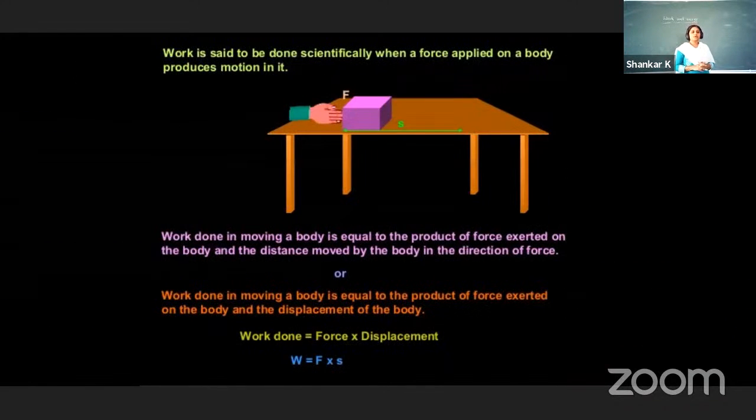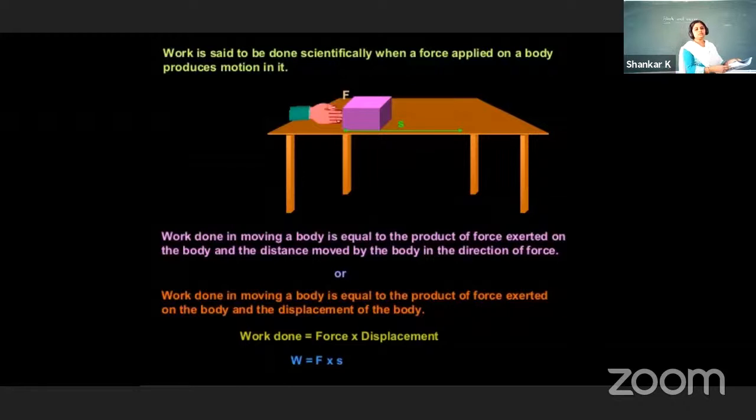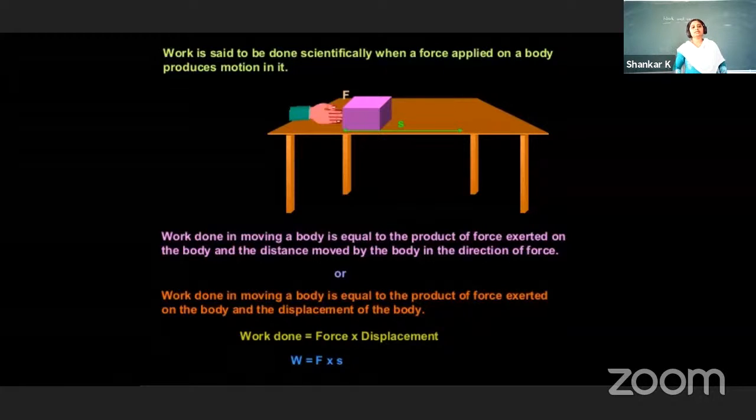Now you come to here. Work is said to be done scientifically when a force applied on a body produces motion in it. So here is a book. I am taking the book. If I keep it on the table, and if I want to place it in a different place on the table, what I do is I just move the book to the corner. So here we say the work is done. Okay. So work is said to be done scientifically when a force applied on a body produces motion in it.